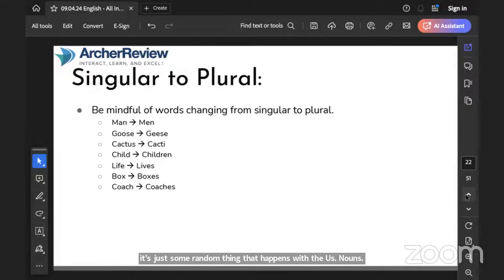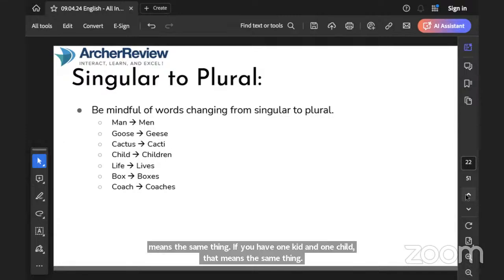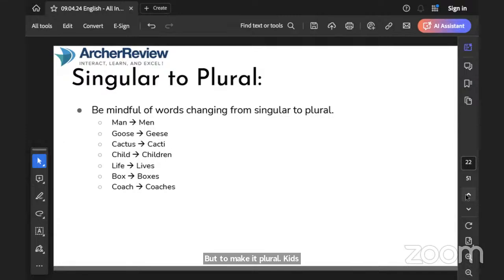And same thing with child. Girl becomes girls. We just add an S onto it. But child becomes children. Kid becomes kids. You just add an S to it. And that means the same thing. If you have one kid and one child, that means the same thing. But to make kid plural, it would be kids with an S on the end. But with child, it changes to children for some reason. So again, like I said, I would Google that if that seems to be a problematic area for you.